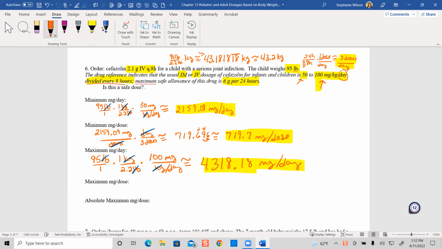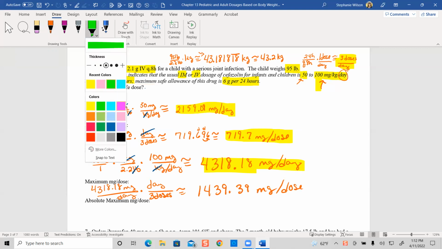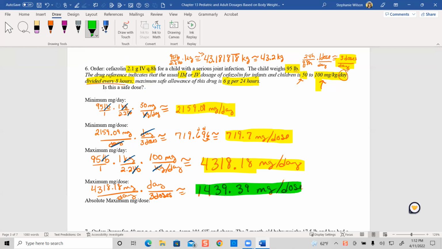I'm going to take that number and divide by 3 doses. So I get 1,439.39 milligrams per dose. I'm going to change this. I'm going to highlight this in another color for a particular reason. I'll go over it here in a minute.